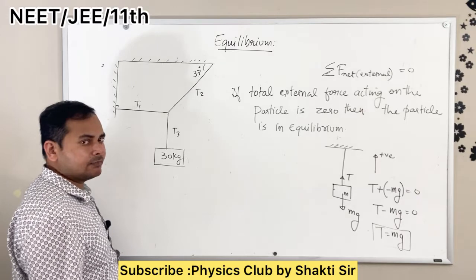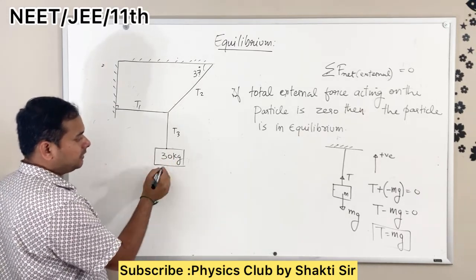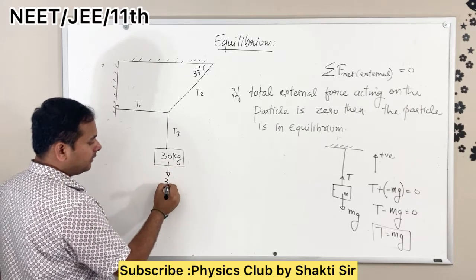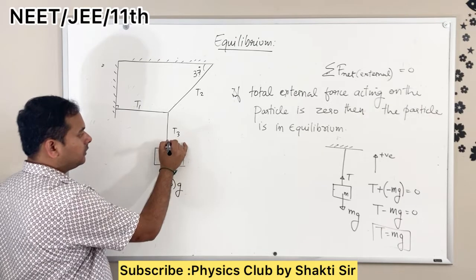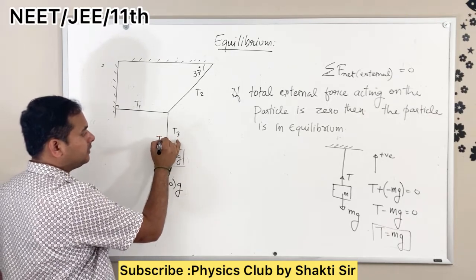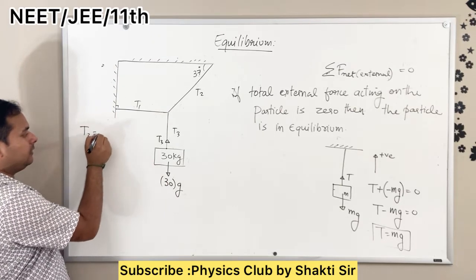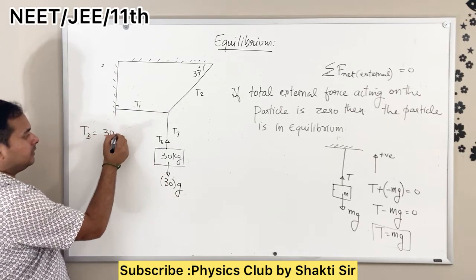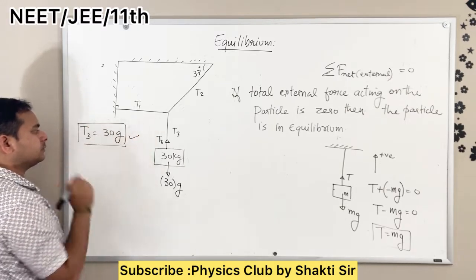Simple, apply the concept of equilibrium. This block is at rest. It means that the total downward force acting on the block, that is 30 mg, is equal to the total upward force acting, that is T3. So T3 is quite easy to solve. T3 equals 30 g. This is the value of T3.